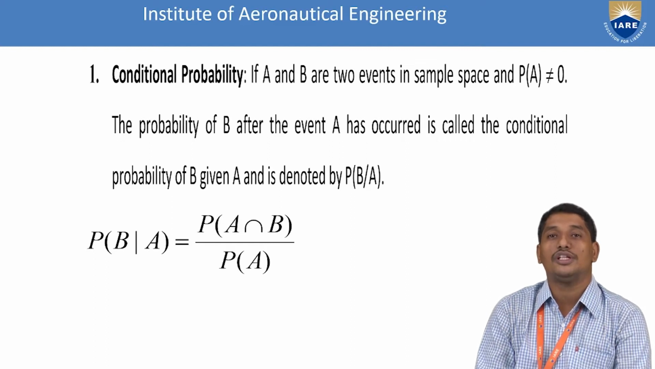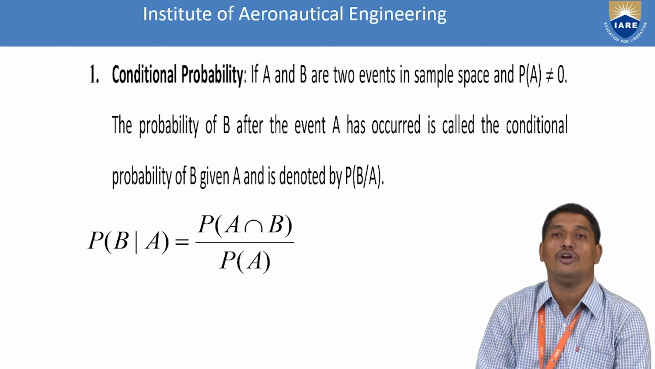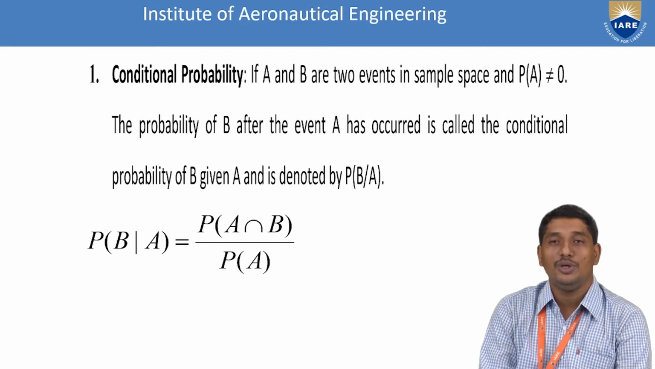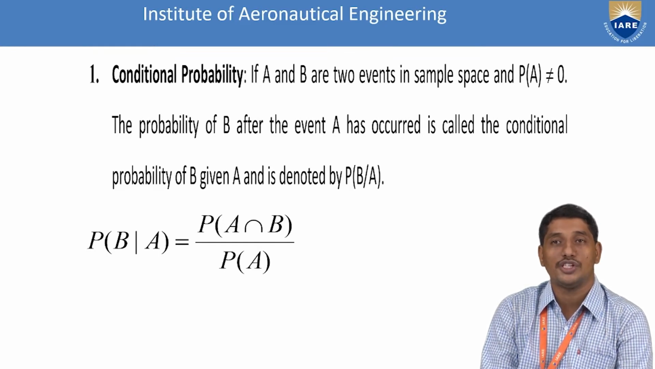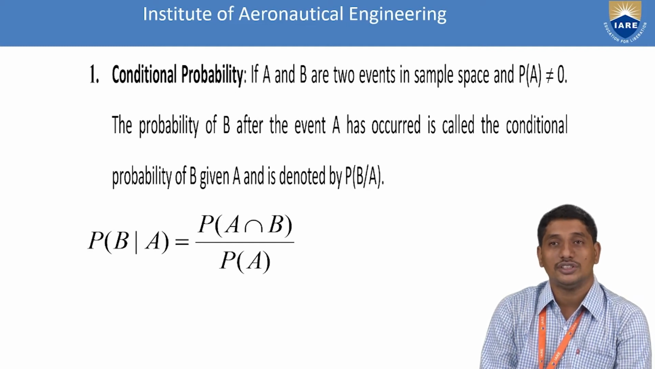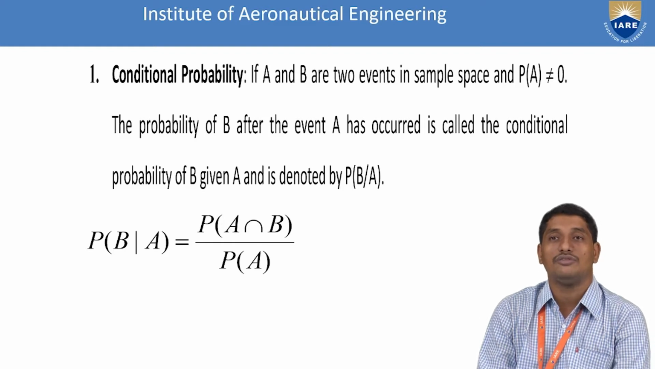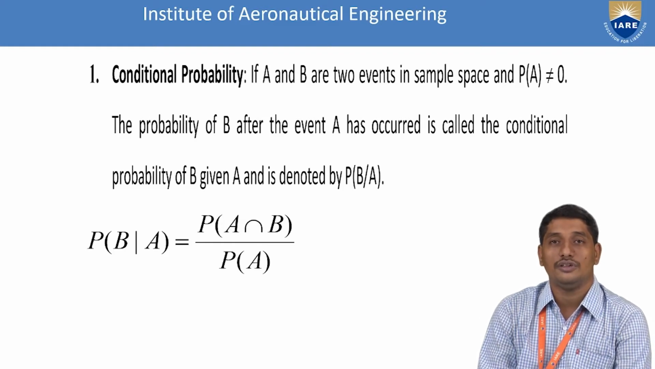And for non-mutually exclusive cases, we have the additive law formula, that is P of A union B is equal to P of A plus P of B minus P of A intersection B. And if we extend it to three events, P of A union B union C is equal to P of A plus P of B plus P of C minus P of A intersection B minus P of B intersection C minus P of A intersection C plus P of A intersection B intersection C. These are the required formulae and prerequisites to understand the concept of probability.